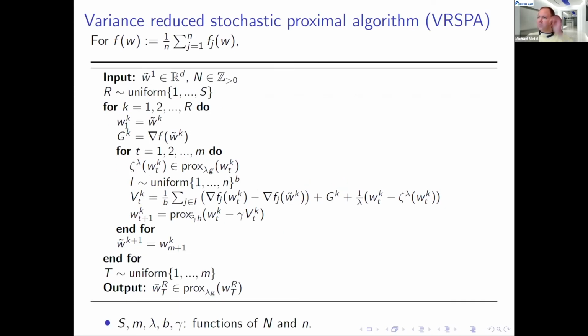And similarly, for this variance reduced method, same thing. We just had to do some minor changes here. Again, the prox operator, adding this term, and then taking the prox of H, compared to the algorithm of Reddy.